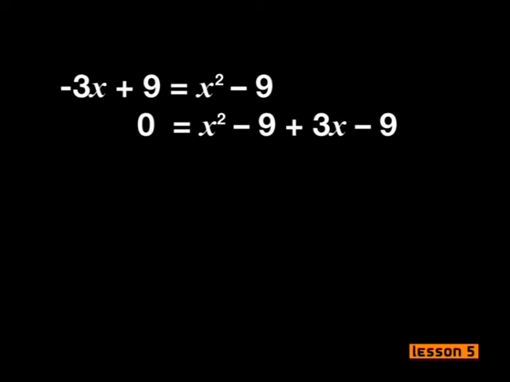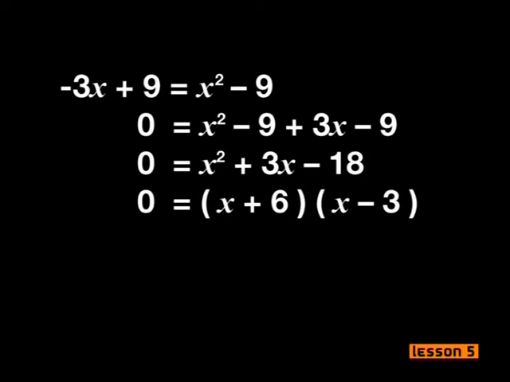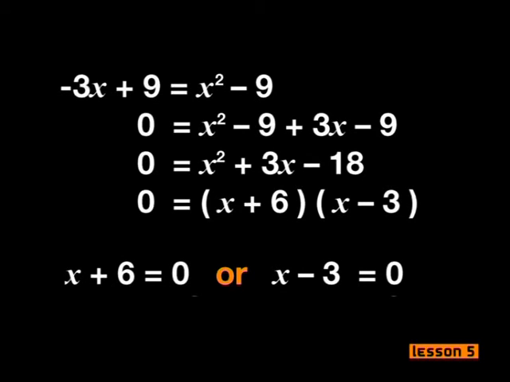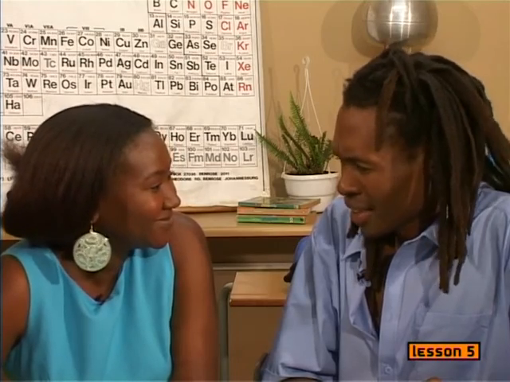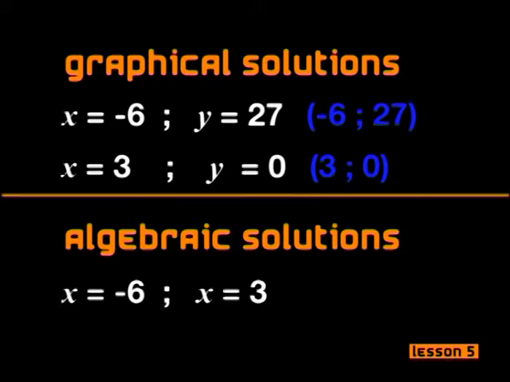Go ahead. First, I need to move everything to one side of the equation. Now, I factorize the trinomials and solve for x. So, x equals negative 6 or positive 3. There we go, all done. Very good, Deboho. But are you sure you finished? I think so. Why don't you compare your algebraic solution to the solution you found graphically? Okay, the values for x are the same. Oh, I see what you were saying. I haven't found the solutions for y algebraically yet.